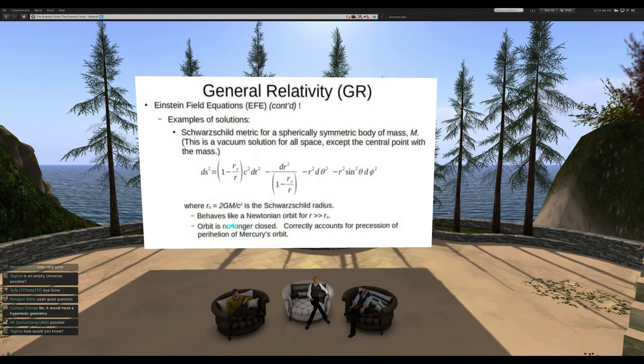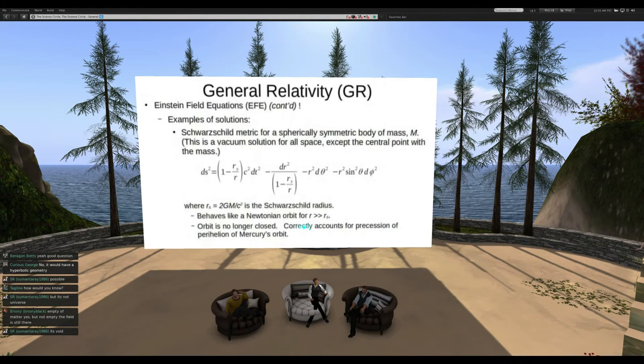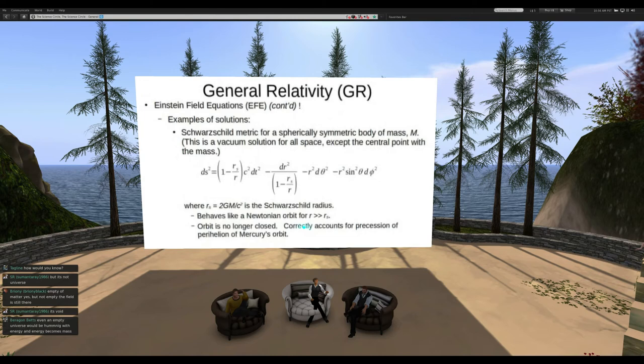So when R is much larger than RS, then you can get an orbit which is very much like a Newtonian orbit. Not perfect, though. The orbit is no longer closed. And this correctly accounts for the precession of perihelion of Mercury's orbit. There was a part of that precession that they couldn't understand. And this fixes that problem.